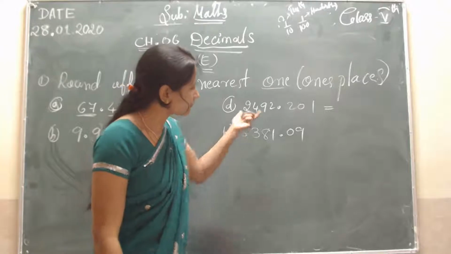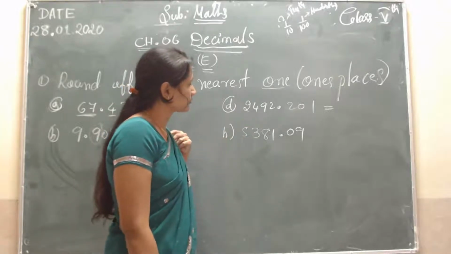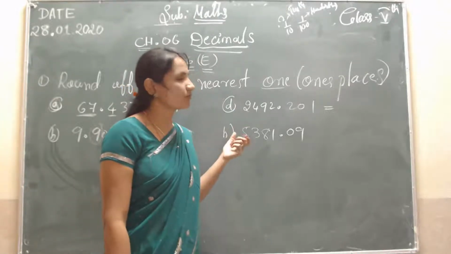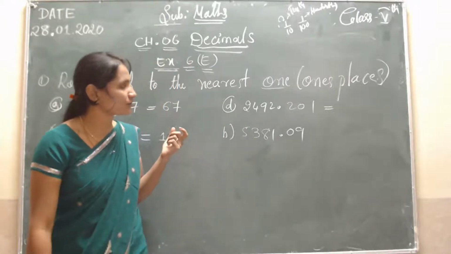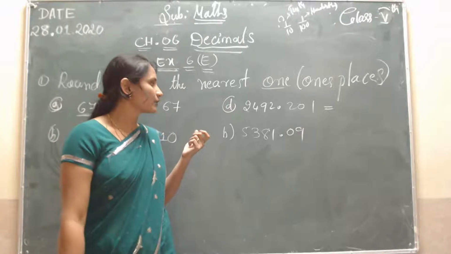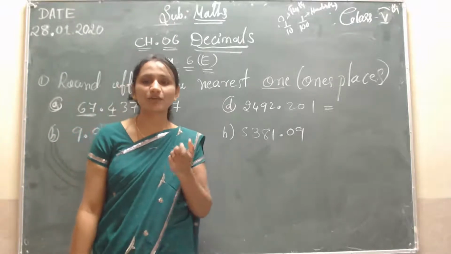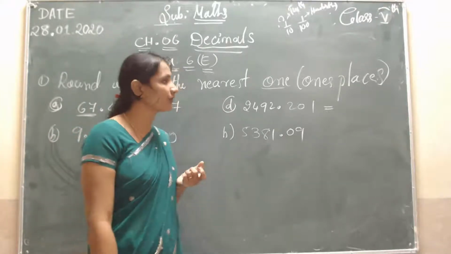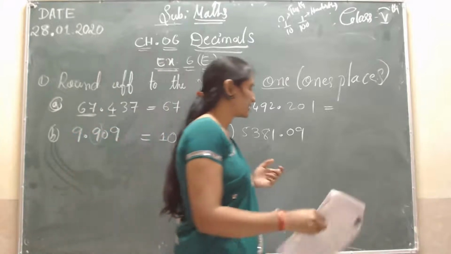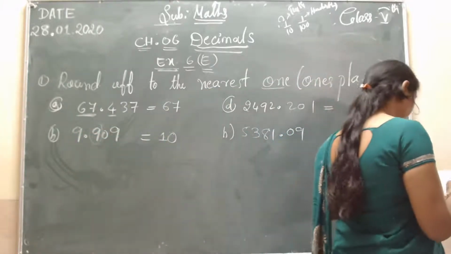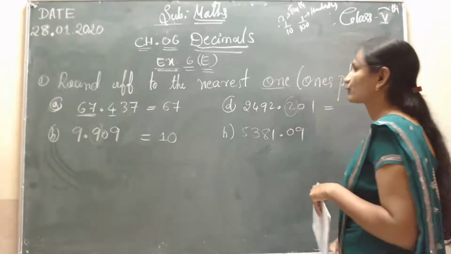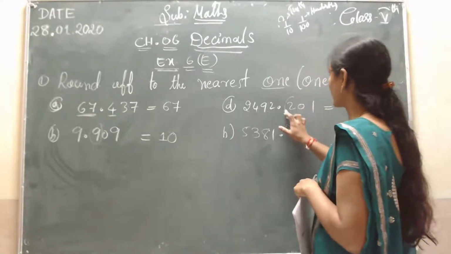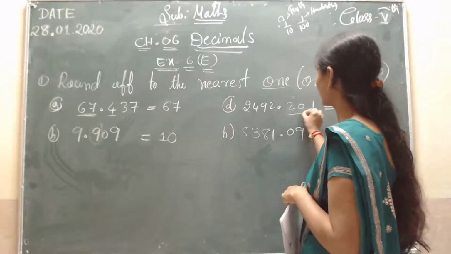So what is the nearest of 2492.201? Students, you tell it. So this is 2492.201. You have to tell the nearest of 1. Nearest of 1 means, see here students, the 2 is in the ones place, you don't consider it, but here see the numbers.